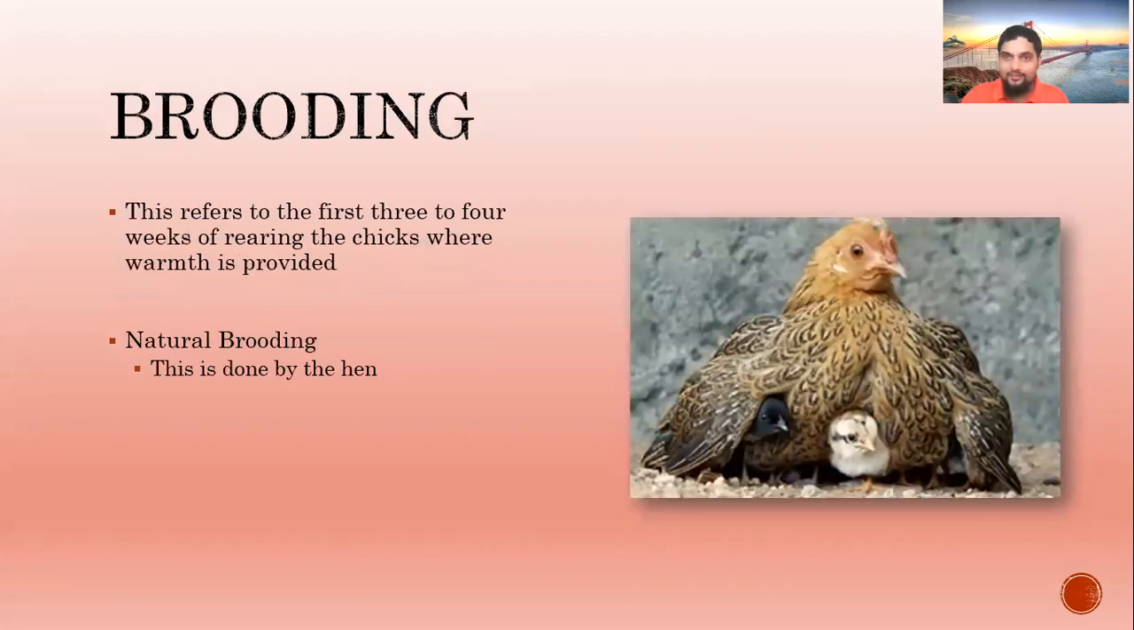Brooding. That's the next subtopic on the rearing of chickens. This refers to the first 3 to 4 weeks of rearing the chickens where warmth is provided. A certain amount of temperature is needed for the chicken to grow healthy. Natural brooding is done by the hen, as shown in the diagram there. The hen will just sit with the baby chicks, and the warmth of the hen will go onto the baby chicks and allow them to develop properly.